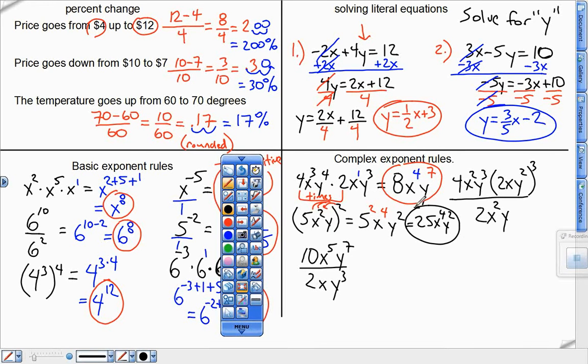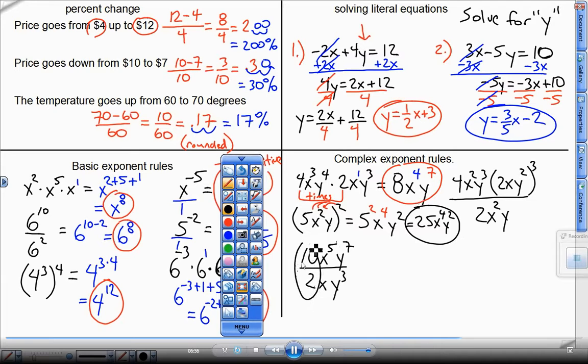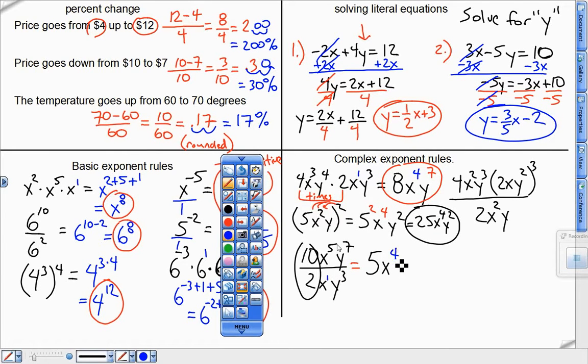Alright, next one. Divide these numbers normal. 10 divided by 2 is 5. Top minus bottom. 5 to the x, 5 minus 1 power gives me 5x to the 4th. Y to the 7 minus 3 gives me y to the 4th power.